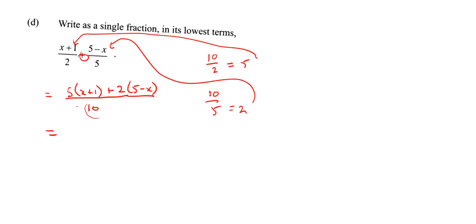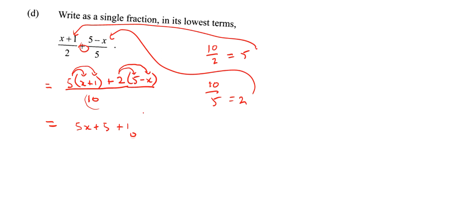Alright, now simplifying the numerator here. We have to take the 5 and multiply by x, and then take the 5 and multiply by plus 1. So we end up with 5x plus 5. And then we have to take plus 2 and multiply by 5, and then plus 2 and multiply by minus x. So 2 multiplied by 5 will give me 10. Sorry about that. And 2 by minus x will give me minus 2x. And all of that is over 10.